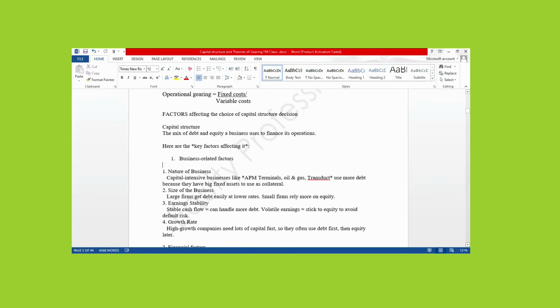Number 4, growth rates. High growth companies require a lot of capital fast. Where a company is experiencing growth, such a company will require more capital, which can easily be obtained through debt financing. So the growth rate affects its choice of capital.